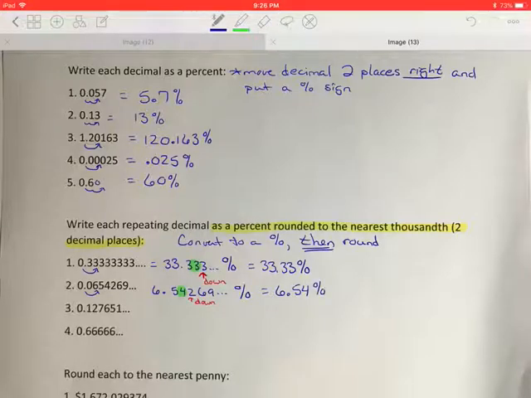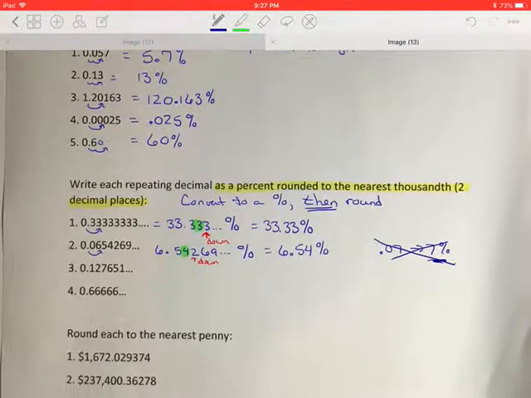And it becomes 6.54%. If you try to round it to 2 decimal places before you move it, you'll end up getting 0.07, and then you'll end up with 7%. And 7% and 6.54% are not particularly close together, so we want to be careful about doing that. We always want to do the percent first.